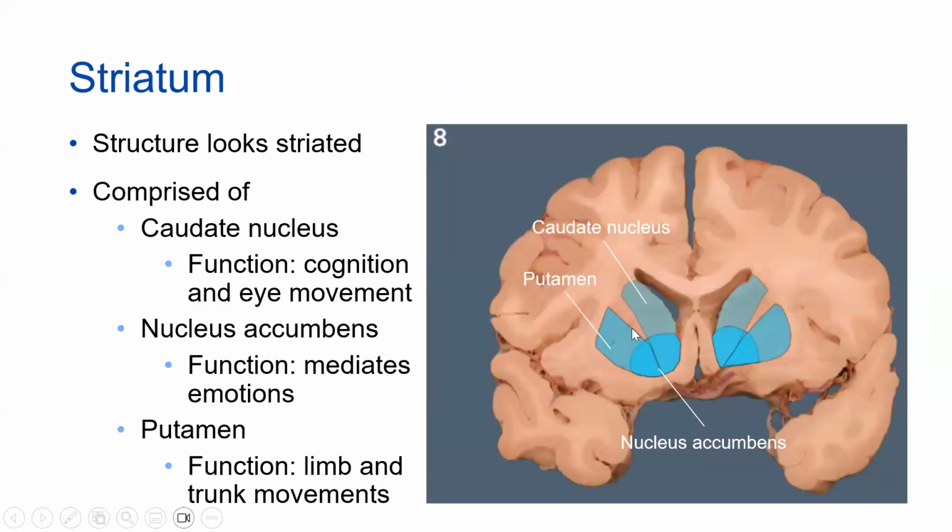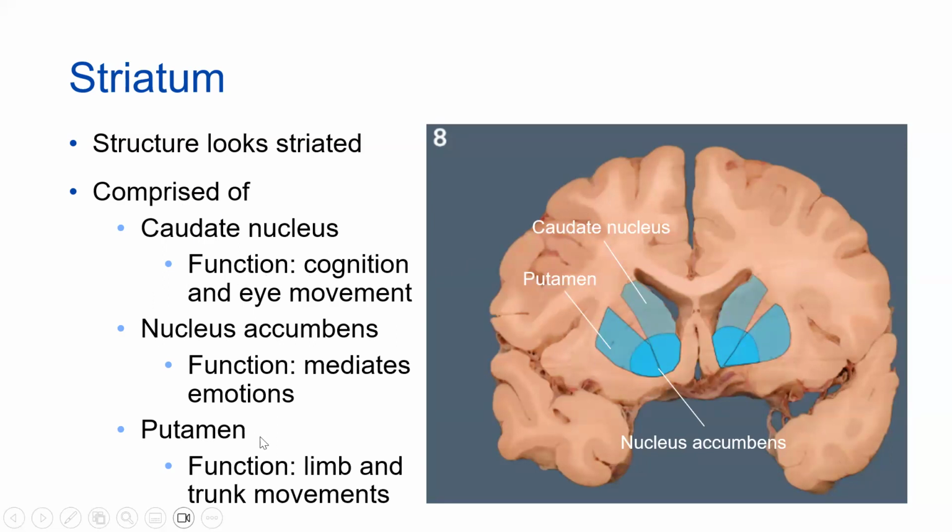So the striatum, you can't really see it because it's covered by all this blue, but it looks striated, kind of like strings. It's comprised of the caudate nucleus, nucleus accumbens, and putamen. So right here is the caudate nucleus, nucleus accumbens, and then putamen. And likewise, nucleus accumbens, putamen, caudate nucleus.